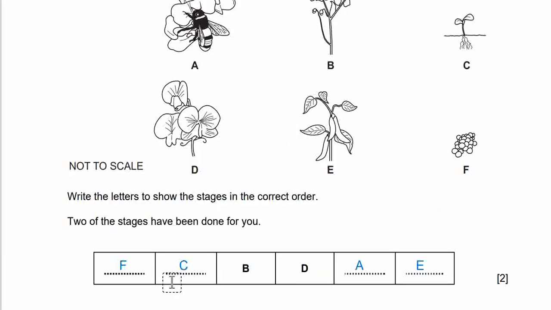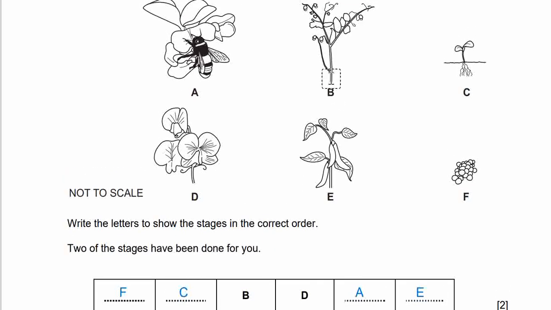So it's F, seed, followed by the young seedling, and then the adult plant that starts to bear flower, followed by pollination by insect, and it bears pea pod. Inside the pea pod there are a lot of pea seeds, and the cycle starts again at F. So that will be our answer.